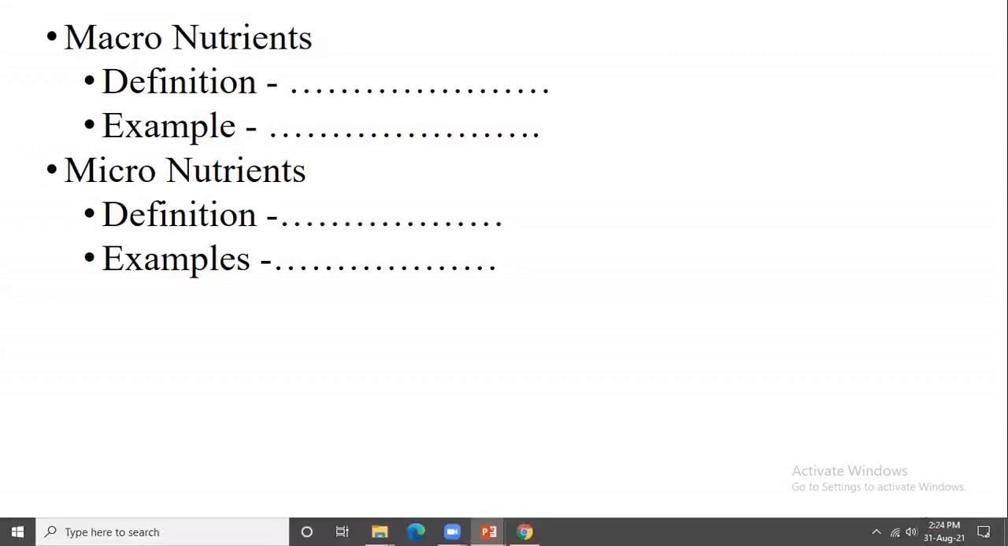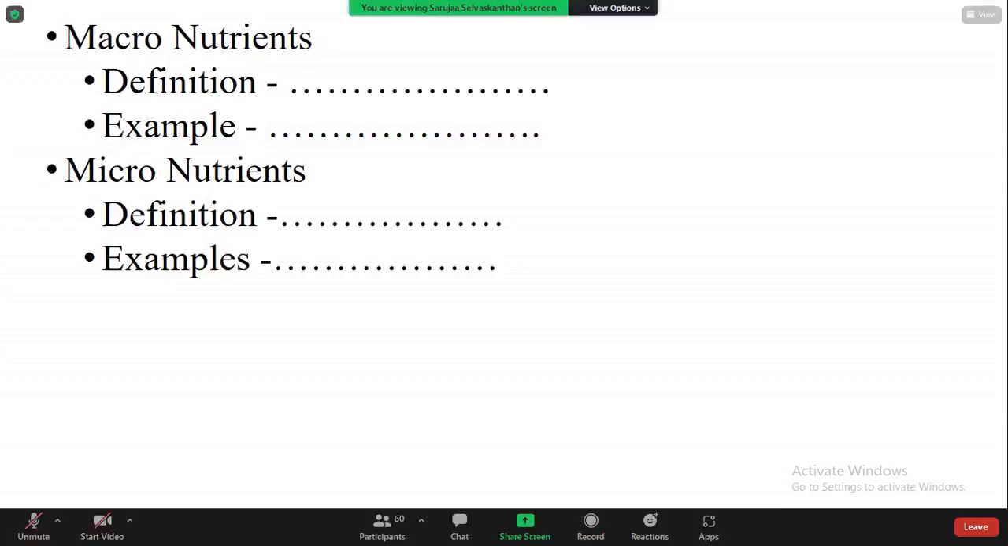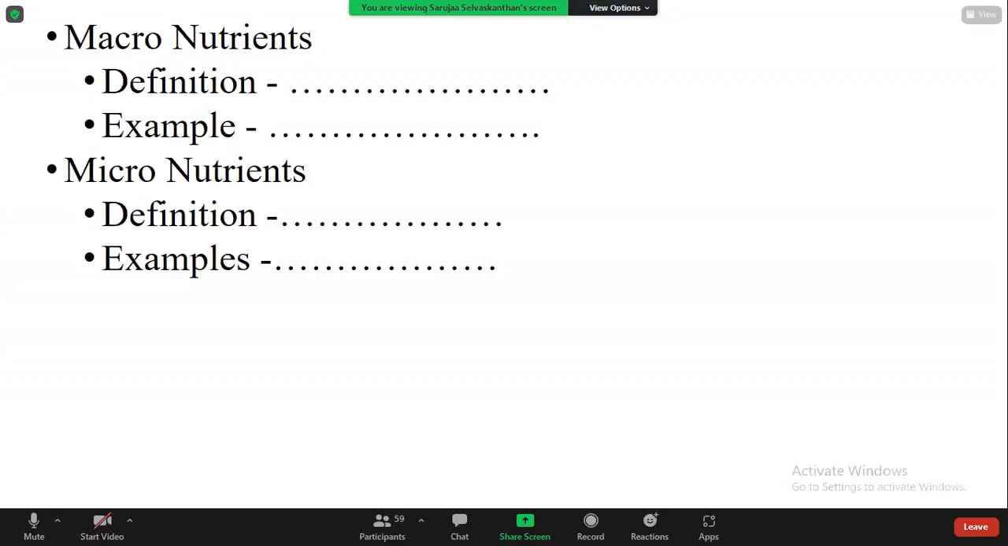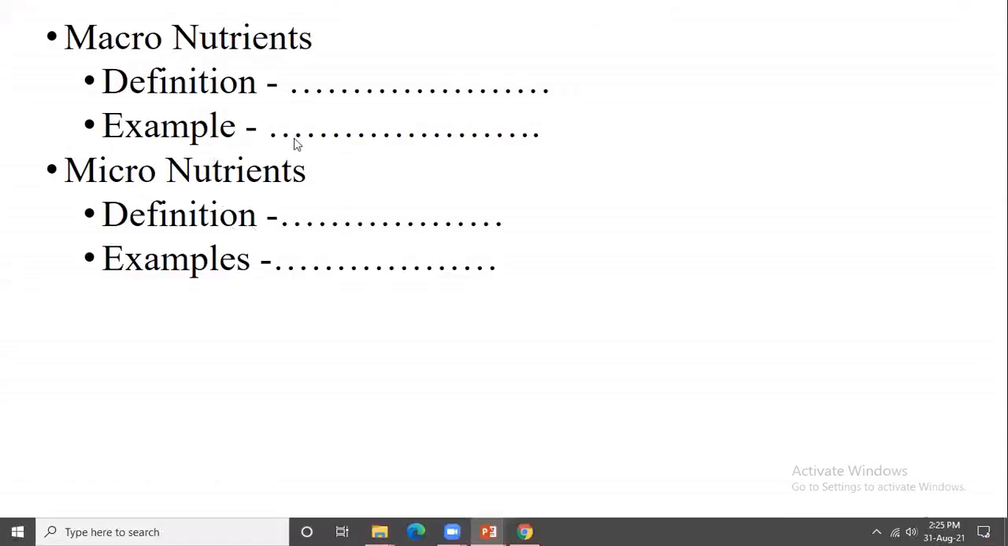Okay, then examples for micronutrients. Zinc, chromium, manganese. Okay, very good. Boron, manganese, iron, copper, chlorine, like that. This one also you can write in your practical discussion part. What are the macronutrients, what is the definition and example, and micronutrients also, definition and example. Okay.